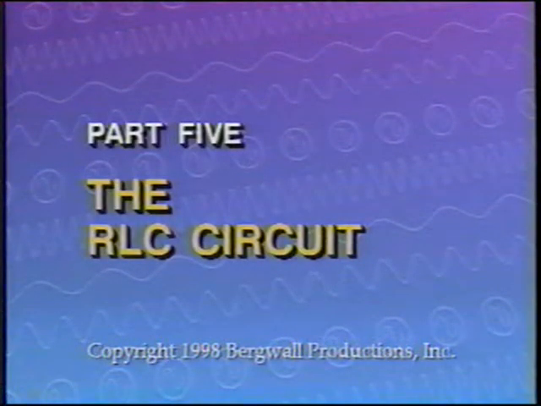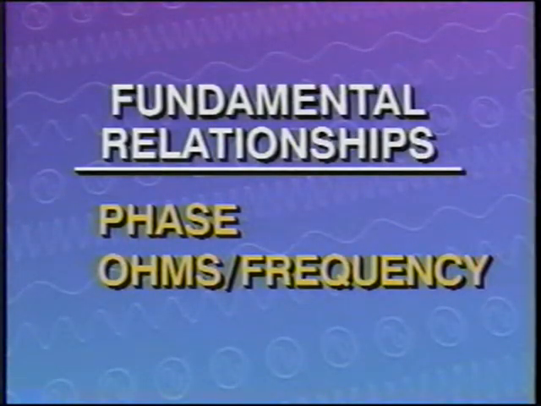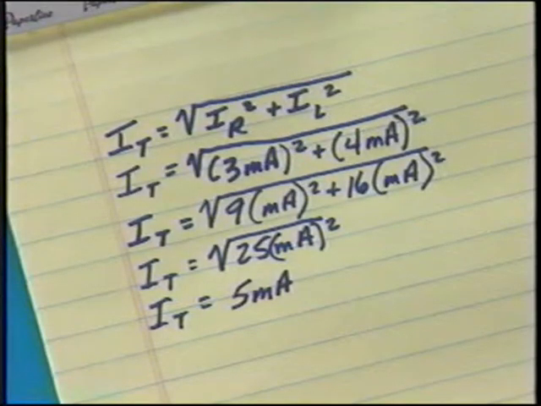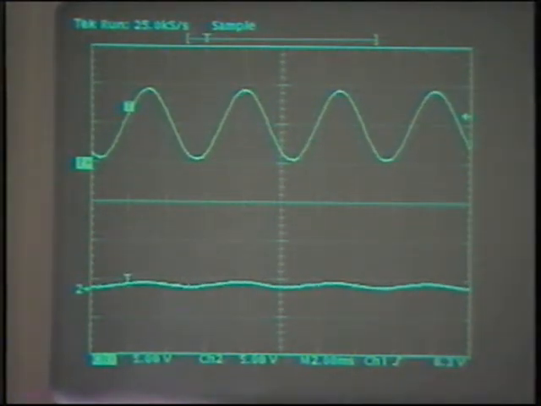Part 5, the RLC circuit. In the last video, the RL circuit was thoroughly examined. Two fundamental types of relationships were shown to be at the core of all RL circuit analysis: phase relationships and Ohm's frequency relationships. You were shown formulas for calculating total voltage, current, and impedance. The effects of a variable frequency were demonstrated, forming either a low-pass or a high-pass filter.